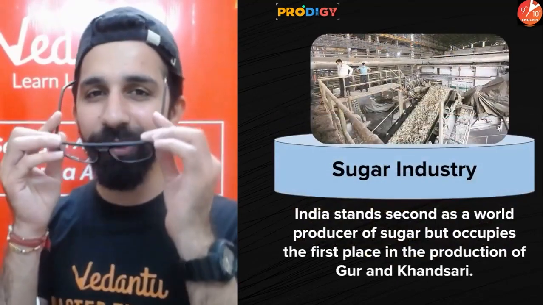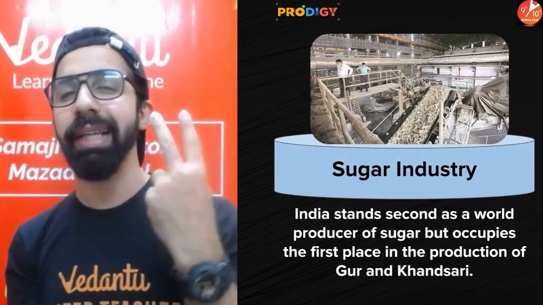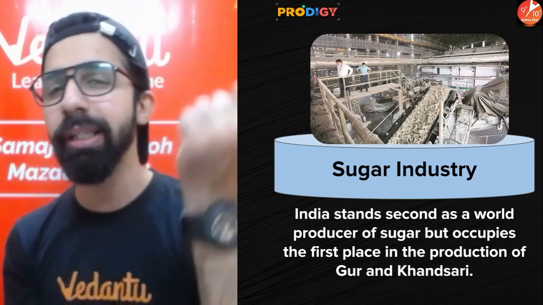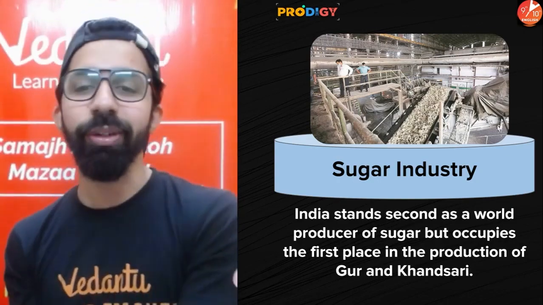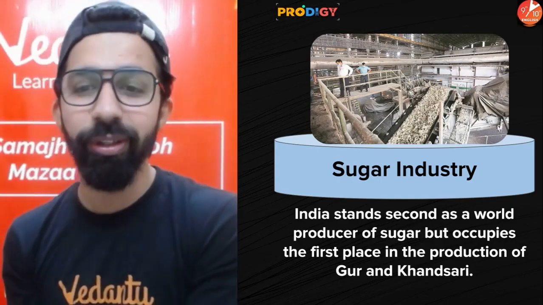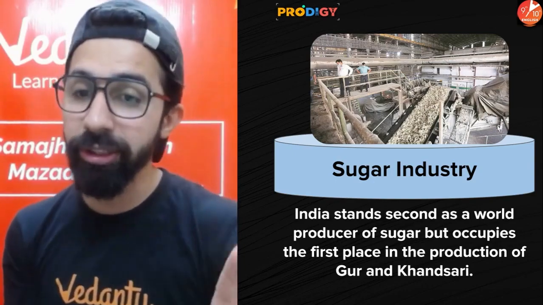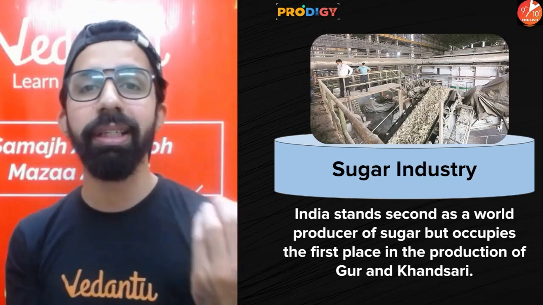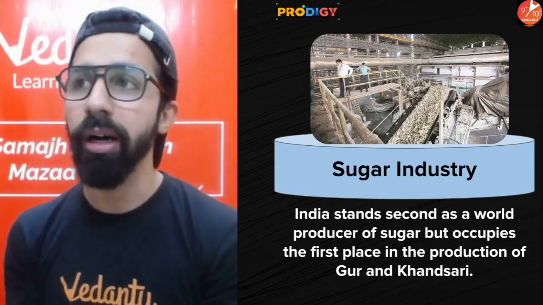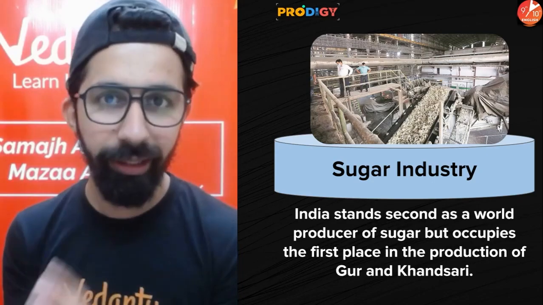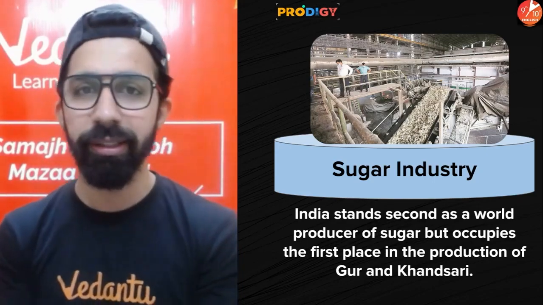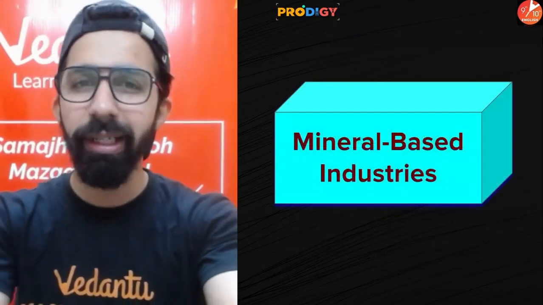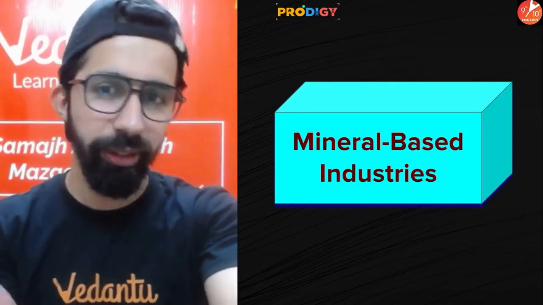Cool. Coming to guys, sugar industry, guys, India stands second as a world producer of sugar after Brazil. Brazil kahan pe? It is in South America. Okay? So India stands second as the world producer of sugar but occupies first place in the production of gur and khandsari. Guys, khandsari is basically unrefined raw white sugar wherein chemicals are not added. So it is very, very good for the health. Doesn't contain harmful chemicals.